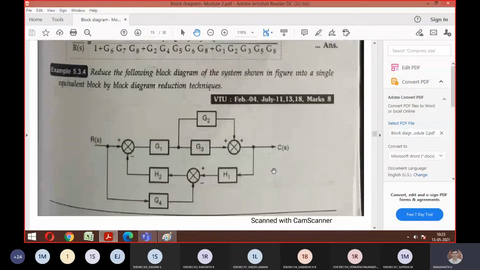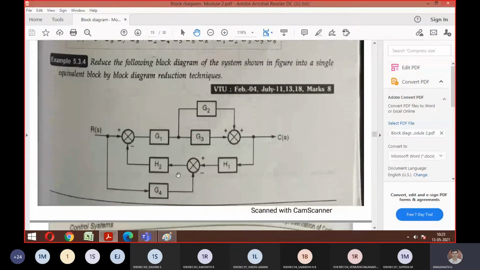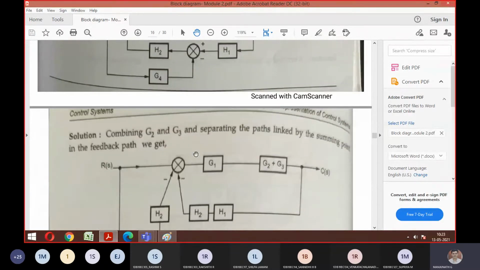This was the last problem we covered, correct? So here I hope everyone got to know the logic now, how the summing point has been split. So how to shift the summing point. If you know how to merge the summing point, how to split the summing point, then you can solve the block diagram concept easily. Okay. So now we'll go on to the next type of problem.